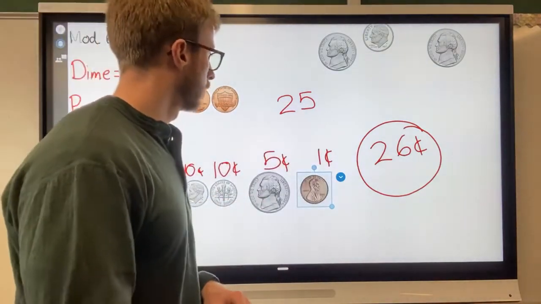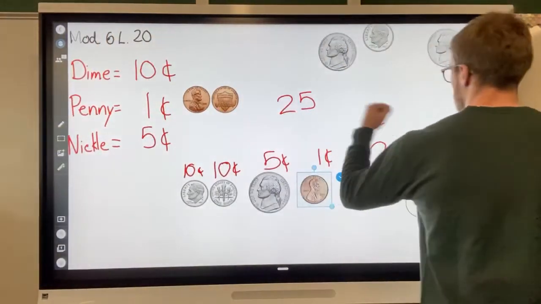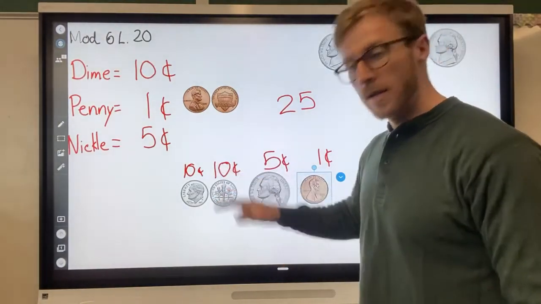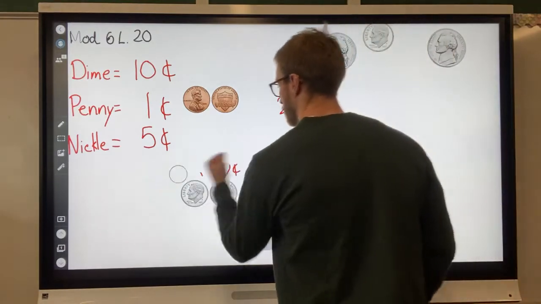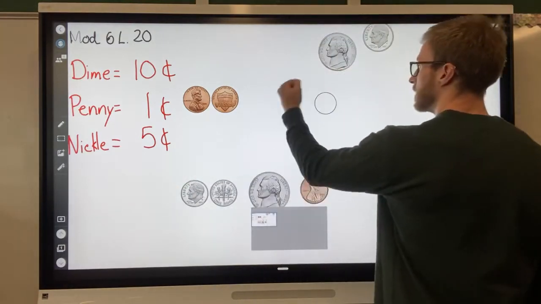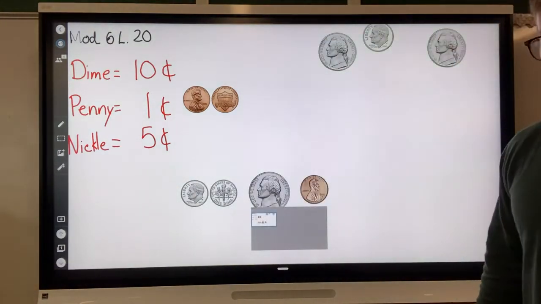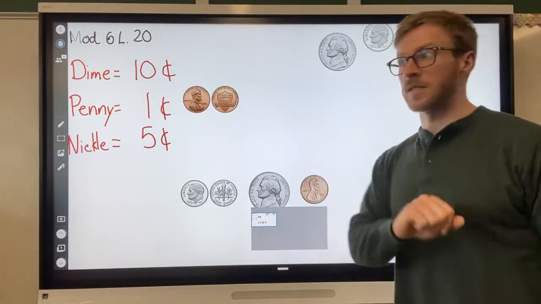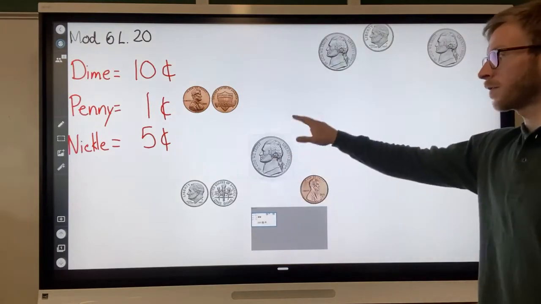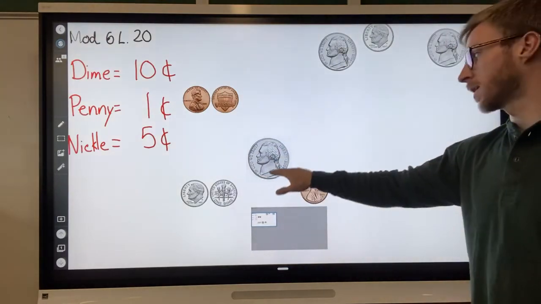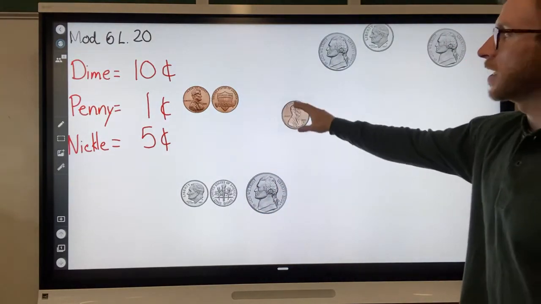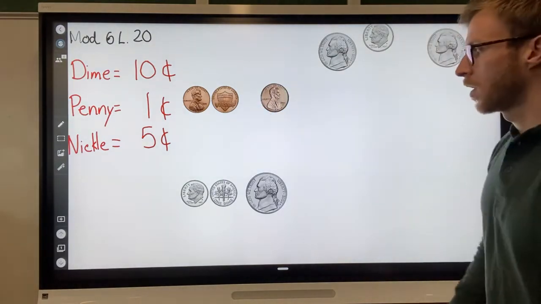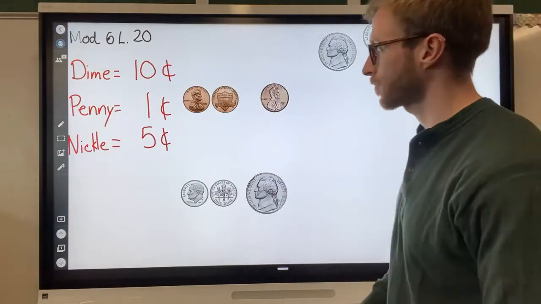All right. Hold on. So really quickly, how much is a dime worth again? 10 cents. Very good. How much is a penny worth? A penny is worth 1 cent. And which one is a penny? Is this the penny right here? Nope, that's not the penny. Remember, our penny is our copper colored one. It's the only coin that color. Every other coin is the silver color.